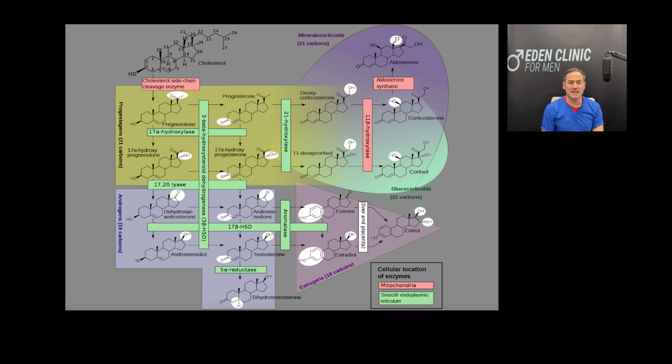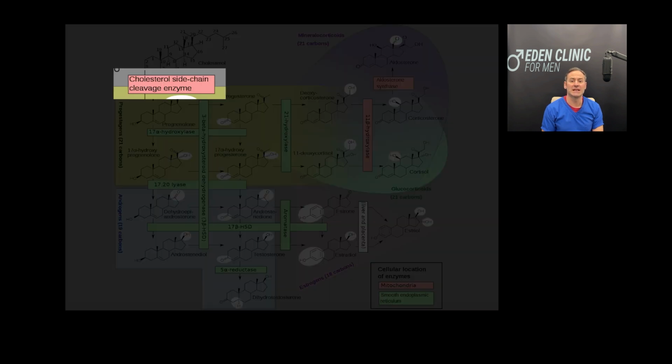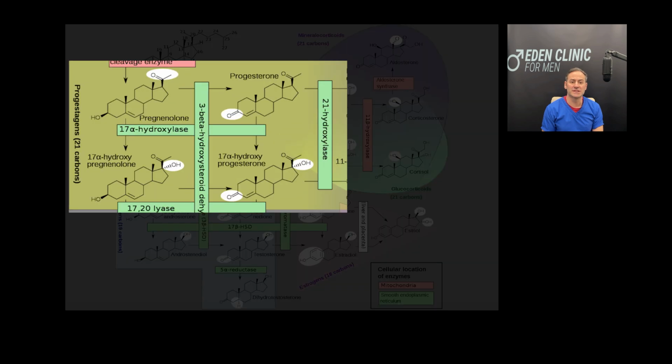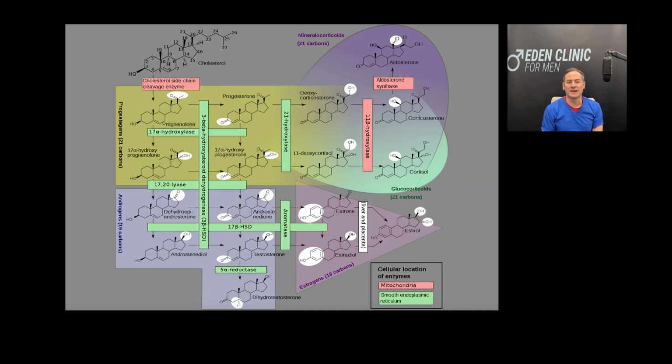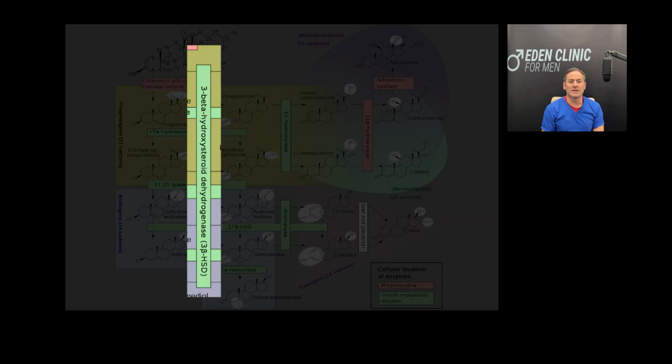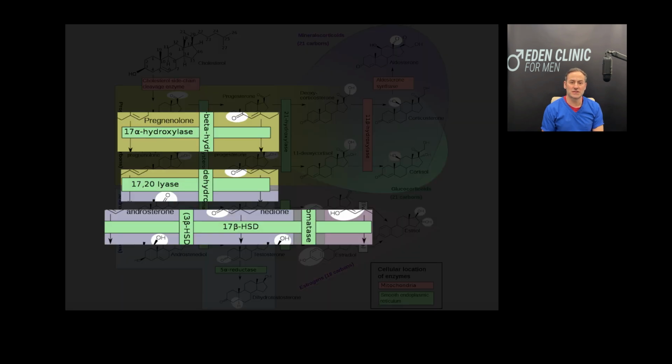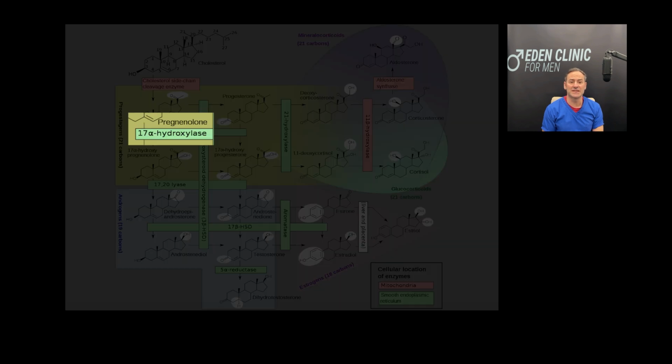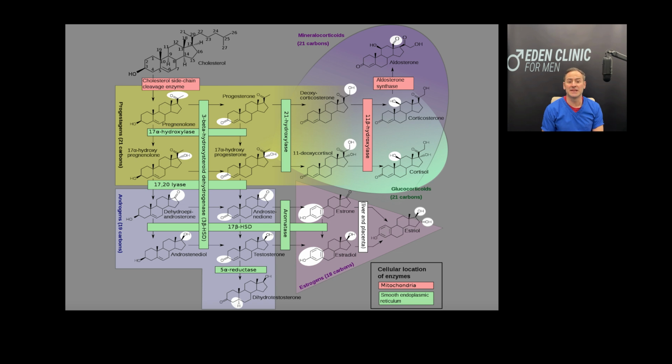So we start with cholesterol, then it's converted to pregnenolone by cholesterol side chain cleavage enzyme. Then two arms of conversion occur, and that's the progestogens and the androgens, 21 and 19 carbons respectively, as you'll see on the screen there. Now, it's important to note that there is downstream and cross-stream conversion occurring simultaneously. So pregnenolone is converted to 17-alpha hydroxypregnenolone by 17-alpha hydroxylase in the downstream arm.